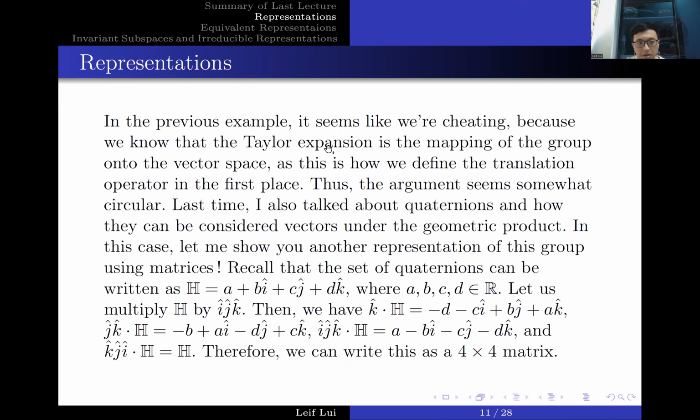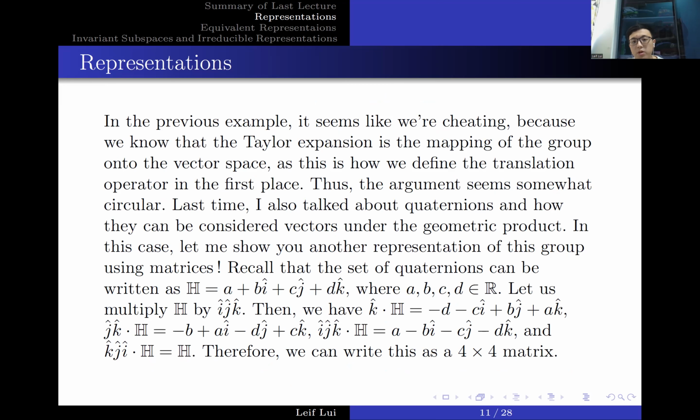But in the previous example, it seems that we are cheating because we already know that the Taylor expansion is the mapping of the group onto the vector space, as this is how we define the translation operator in the first place. Thus, this argument is not exactly circular, but it seems somewhat circular. But let me talk about another example where we did not define a representation.